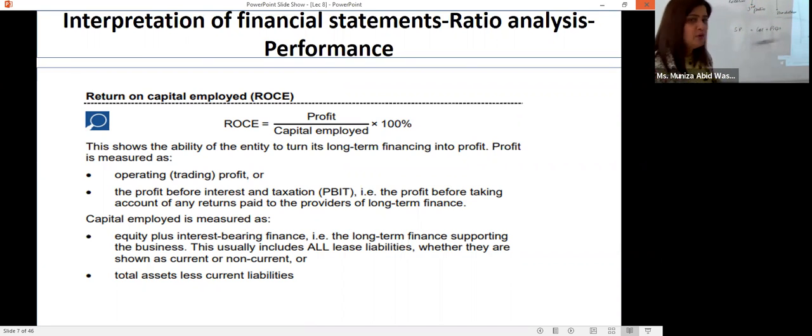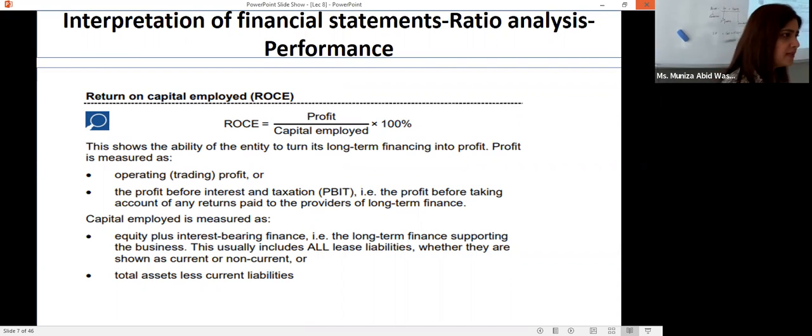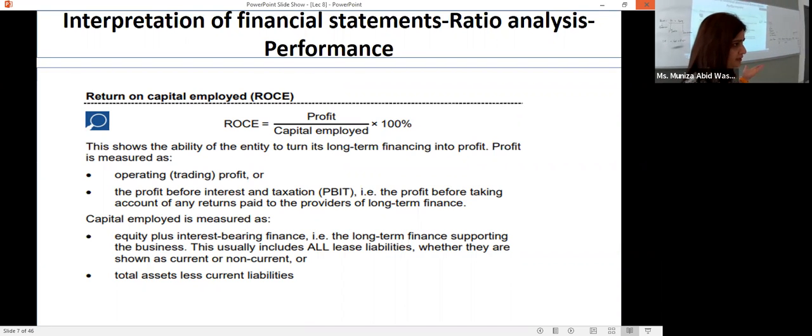So what is capital employed? The total capital which is going to be used in the organization to run the operations of the company is known as capital employed. And it is the sum of long-term liabilities and equity of the company. Total assets minus liability. Sorry? Total assets minus liability. That is also a capital employed.